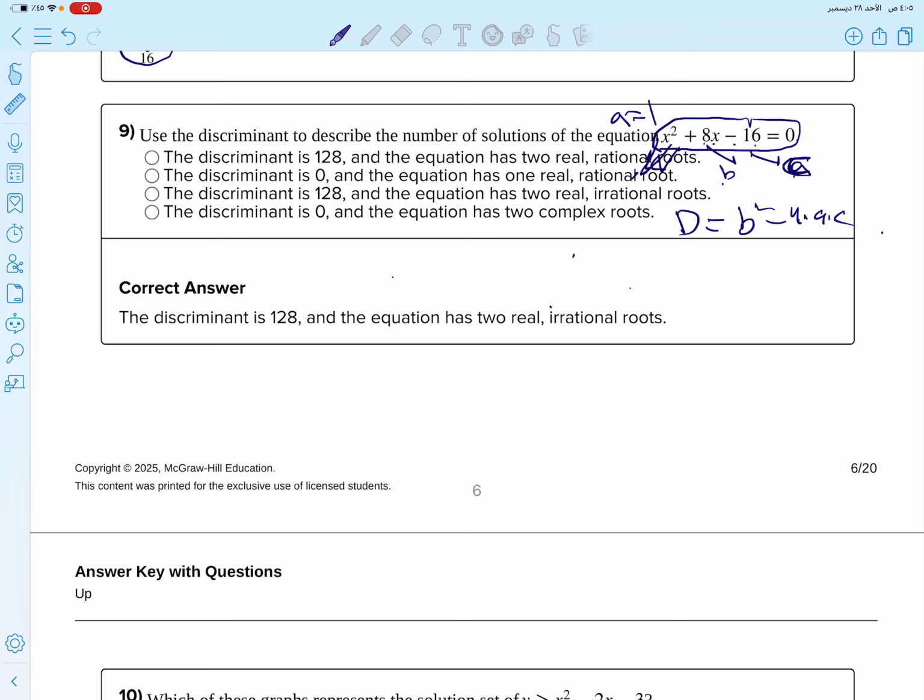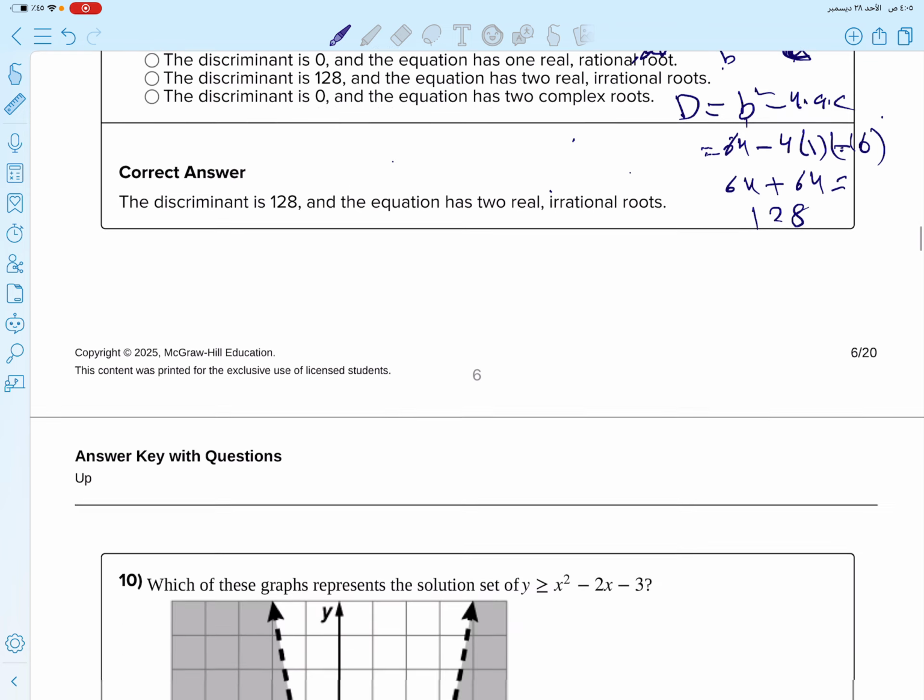So I just need to substitute it. b squared is 64 minus 4 times a, which equals 1 because it's the coefficient of x squared, and c is negative 16 here. Negative and negative is going to be positive 64, so the answer is 128. This is the discriminant, and the equation has two real rational roots.